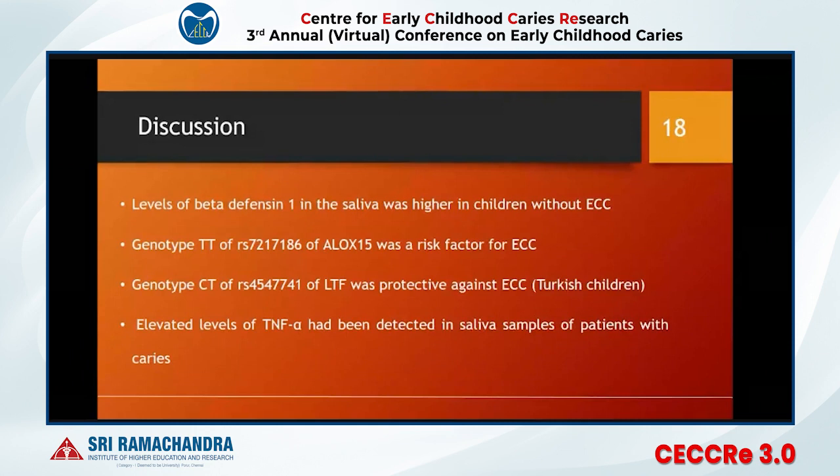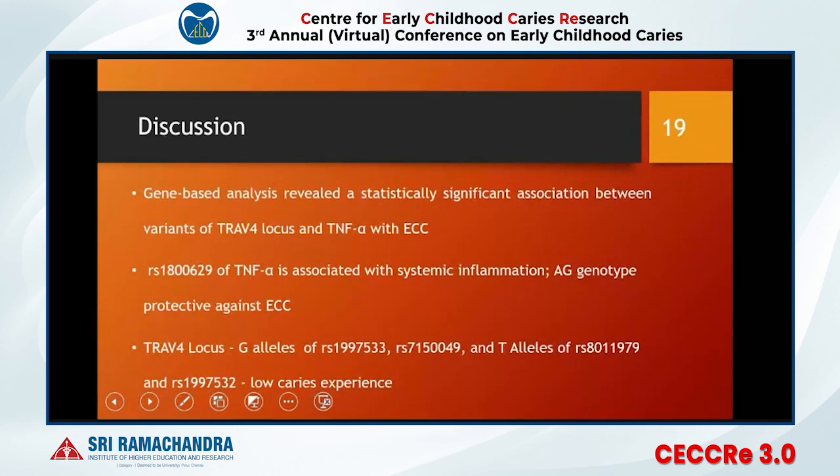The results revealed that the levels of beta defensin 1 and tumor necrosis factor alpha were higher in salivary samples of children with ECC, and genotype TT of a SNP in the lipoxygenase 15 gene was reported to be a risk factor for ECC, whereas the heterozygous genotype of a SNP in the lactotransferrin gene was reported to be protective against ECC in the Turkish population. Gene-based analysis revealed that the polymorphisms across the T cell receptor alpha 4 variable and tumor necrosis factor alpha were significantly associated with ECC.